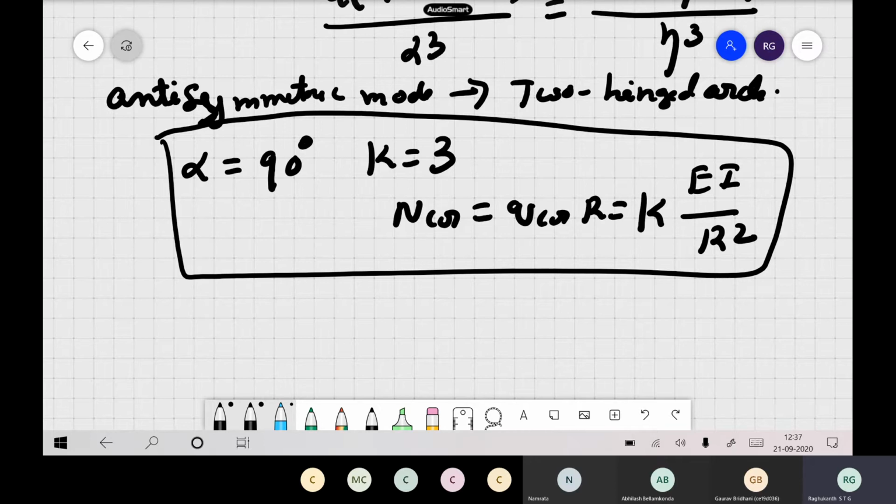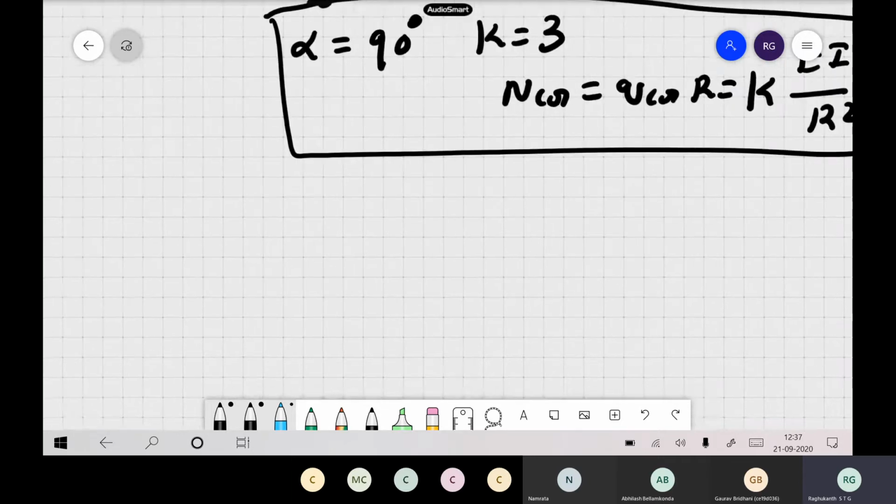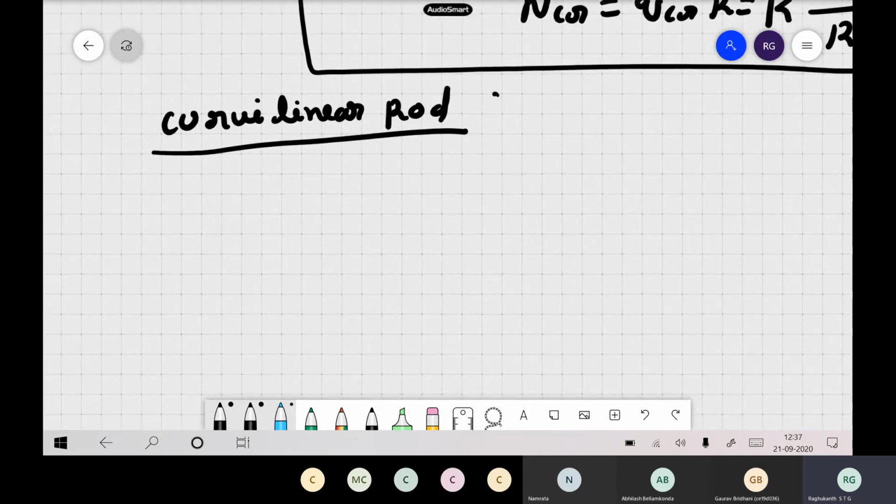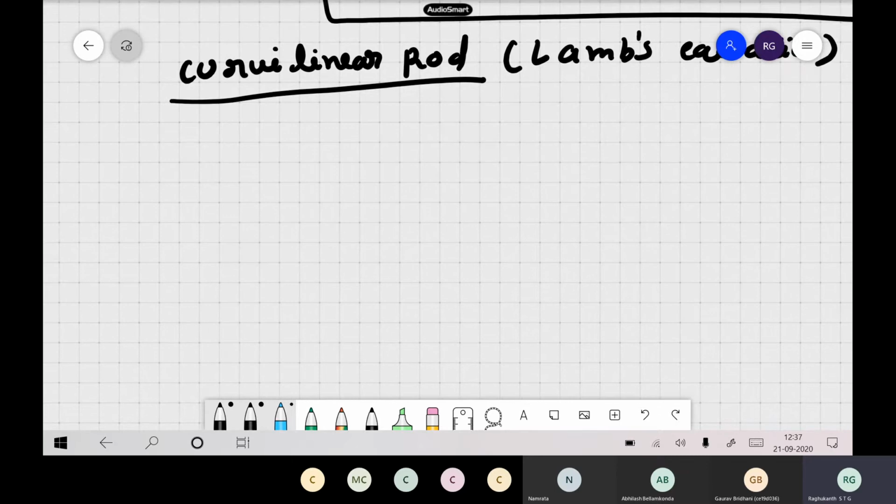Okay. So let us derive our equations of equilibrium. Let us derive the equations for this curvilinear rod, the Lamb's equation essentially. So now for the Lamb's equation, this is a derivation.